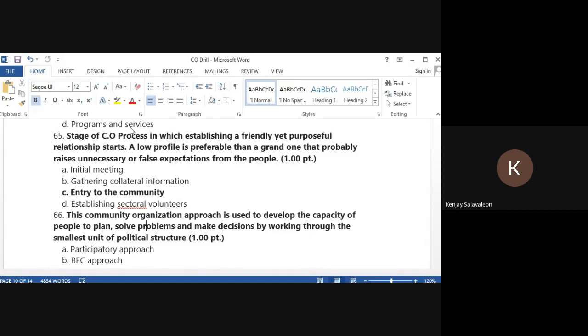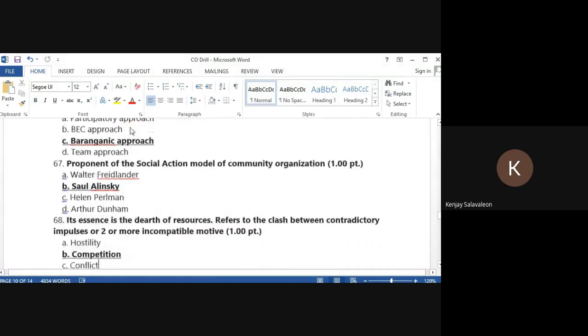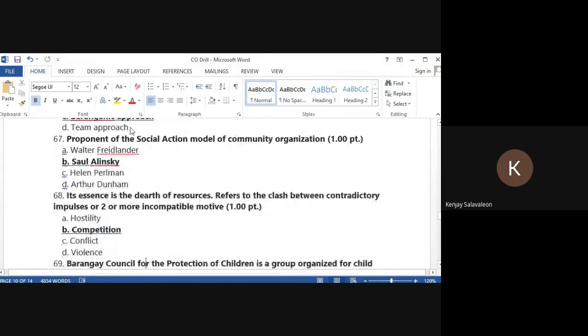66. This community organization approach is used to develop capacity of the people to plan, solve problems, and make decisions by working through smallest unit of a political structure is called paranganic approach. Yan, yun kanina. Sino ang proponent? 67. Sino ang proponent ng social action? It was Saul Alinsky.